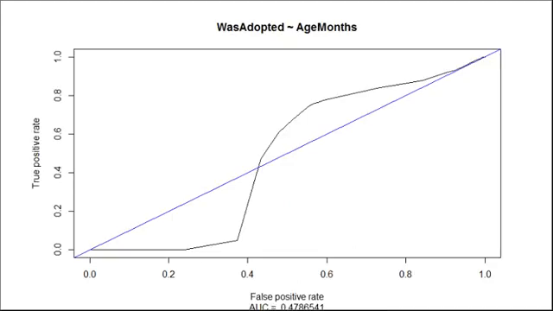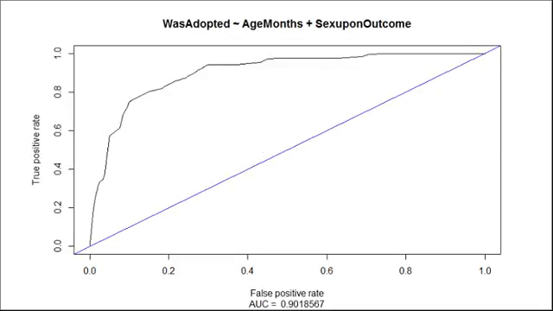So the next couple of things I have are some ROC curves. This is my quick and dirty way to look over the different models. The first model I tried was just adopted by age, and as you can see, it does not make a very good model. There's a lot of false positives in this model. The interesting thing was that adding the age and the sex upon outcome together made a much better model. As you can see, this one has an area under the curve of 0.9, which is pretty good.